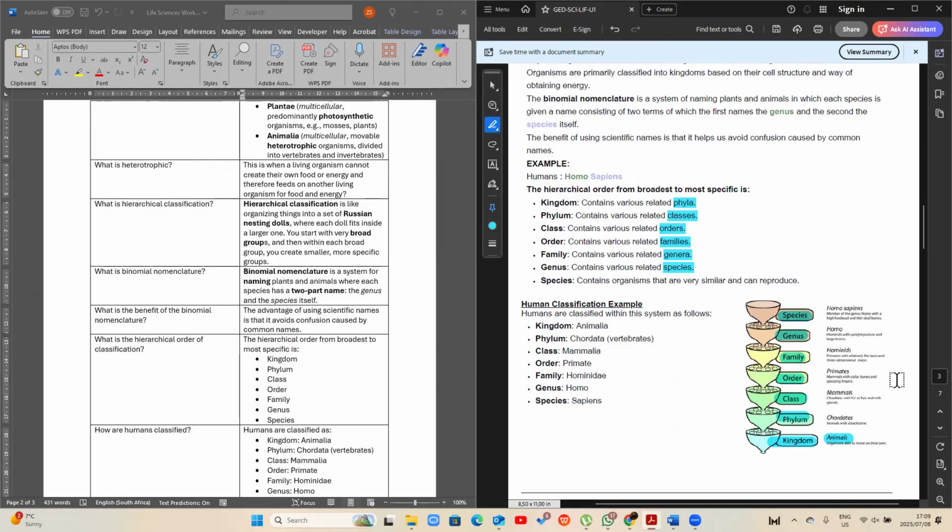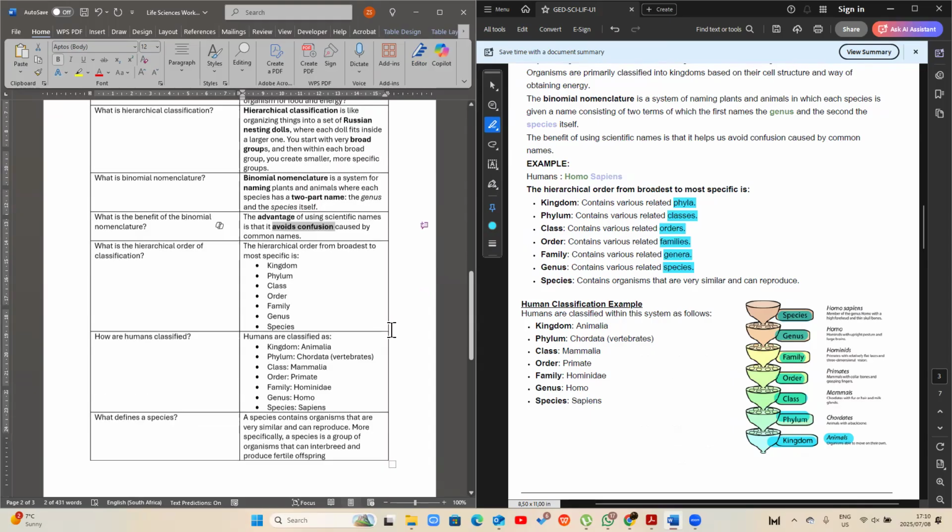So what this allows us to do is use the binomial nomenclature, so that we create a two-part naming system that's going to allow us to not get confused with the different living organisms that we have. Okay, so this is the benefit or the advantage of using this naming system. It allows us to avoid any confusion caused by common names.